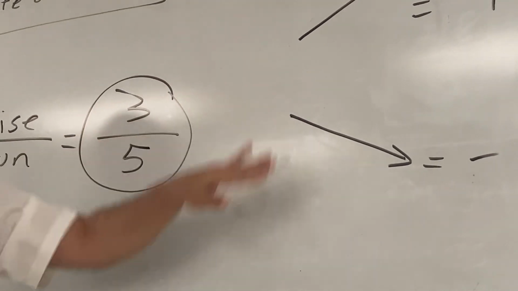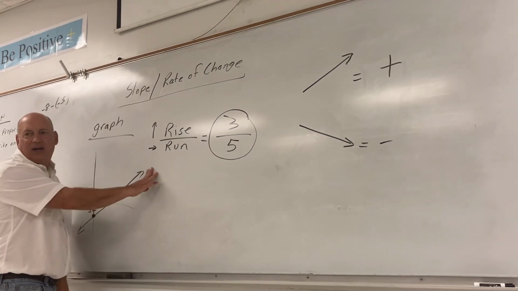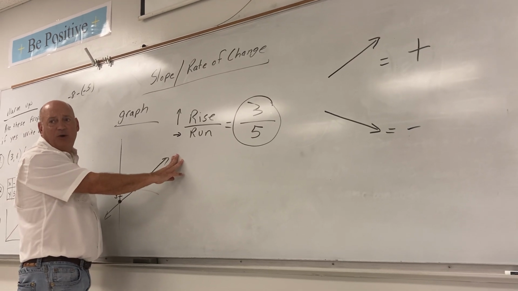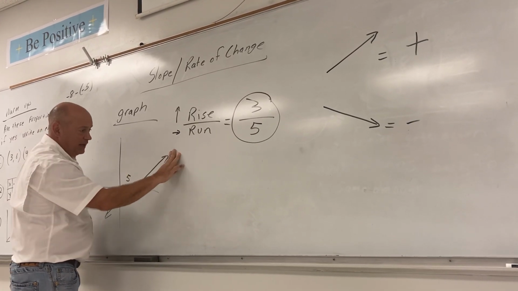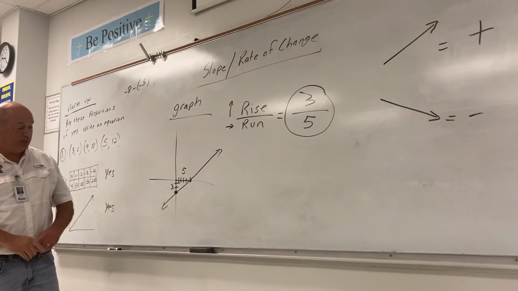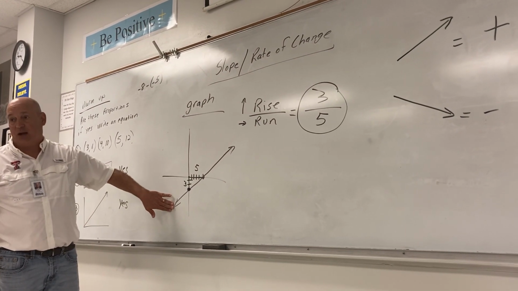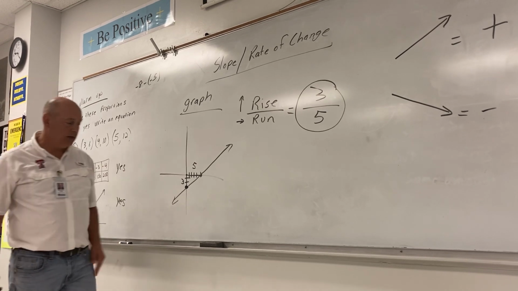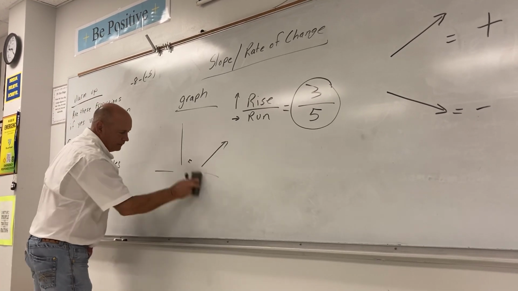Are you with me? We don't put our finger on the right side, because then we would get them all backwards. If I look at it from the right, that looks like it's going down. But we don't read it from the right. We read it from the left to right. Are we clear? All right, let's do another one.